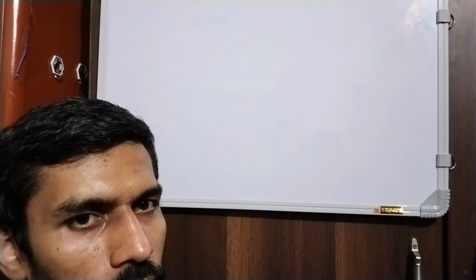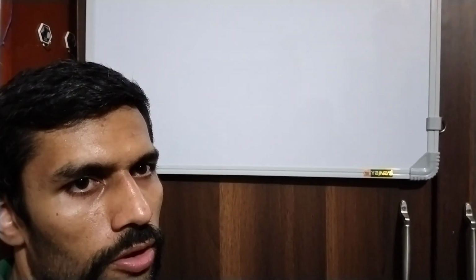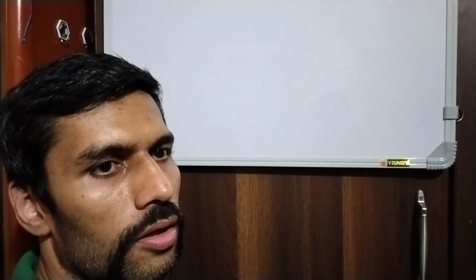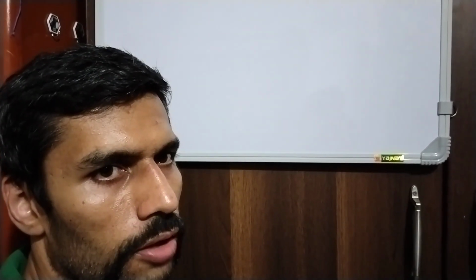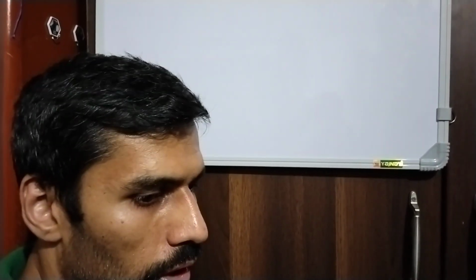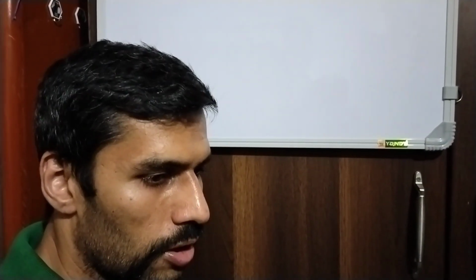Good evening, friends. Today I am going to explain to you one of the fundamental concepts of physics called visual angle. So, what is a visual angle? Let us try to understand what a visual angle is. Visual angle means the angle that is subtended by an object at your eye.